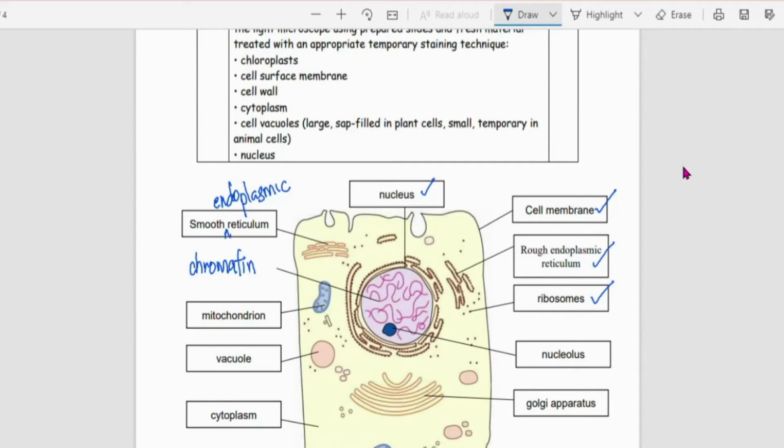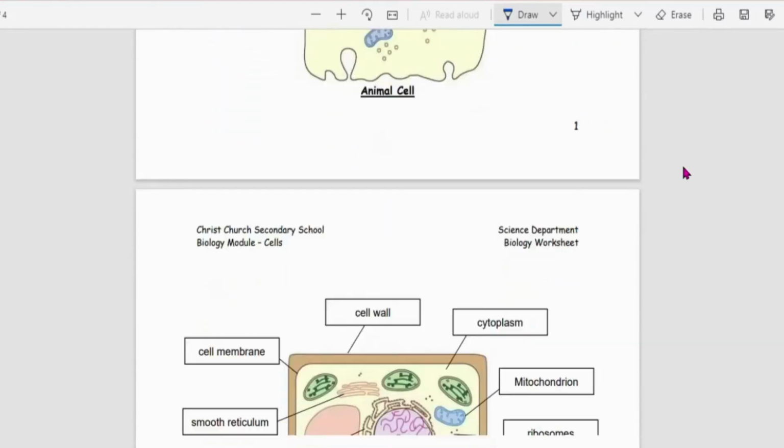Now do take note, some students will confuse the smooth ER with the Golgi apparatus. So do take note, the Golgi apparatus typically will have this Wi-Fi kind of shape. That will help you to identify the thing.